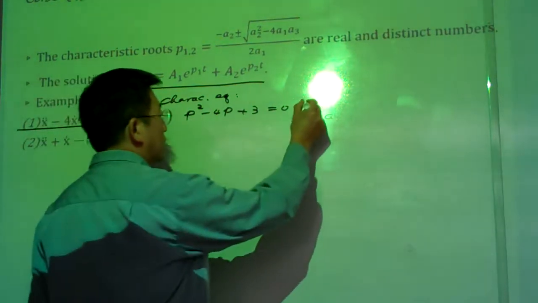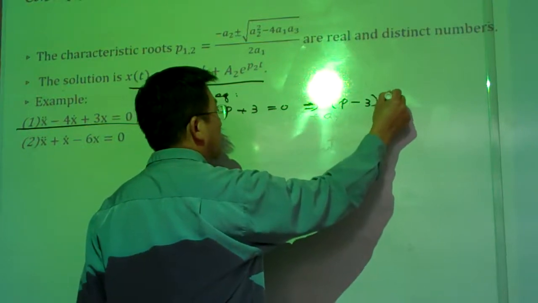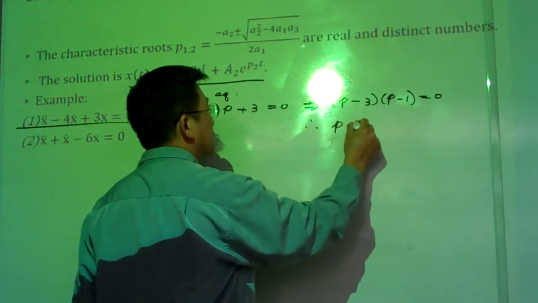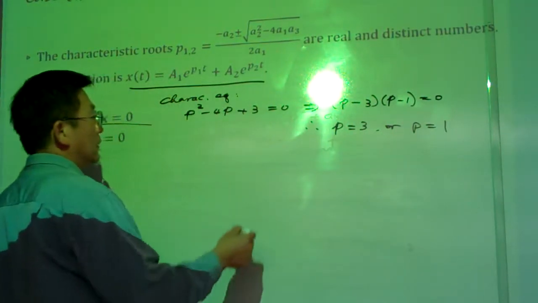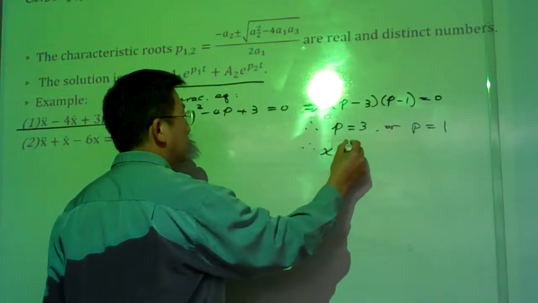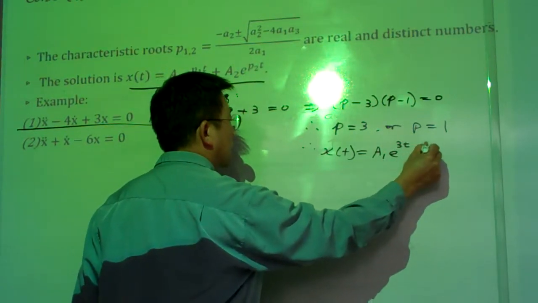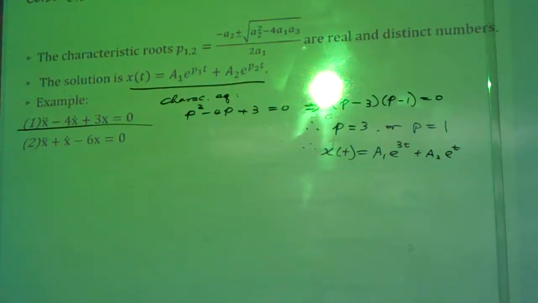So therefore, from here you factorize, that is (P minus 3)(P minus 1) equal to 0. So P equal to 3 or P equal to 1. So from here, we plug into here: x of t equal to a1 times e^(3t) plus a2 e^t. You good?